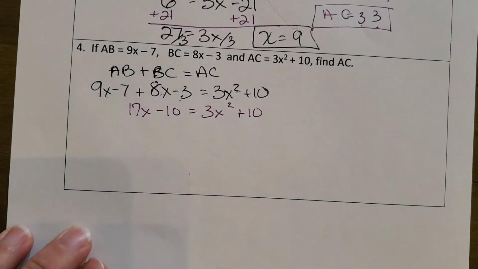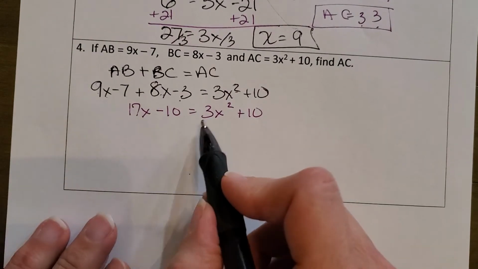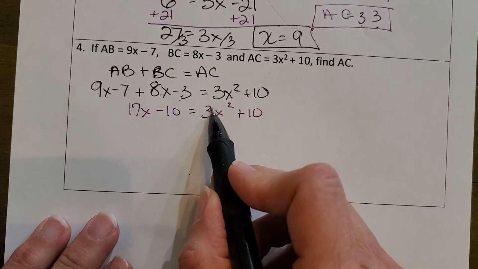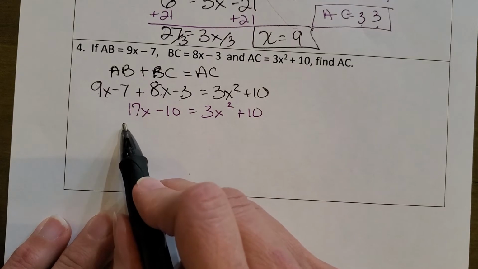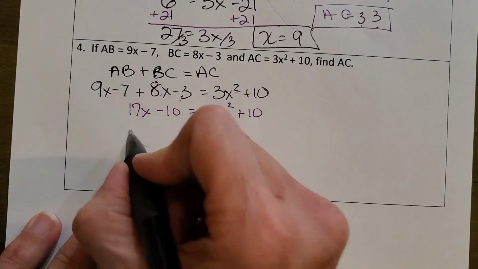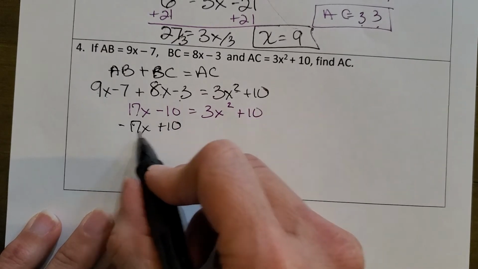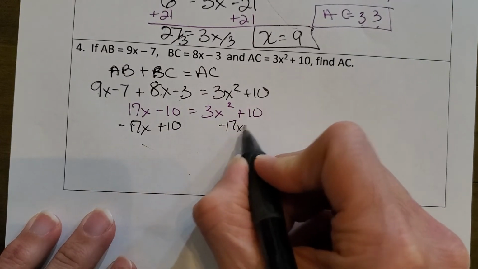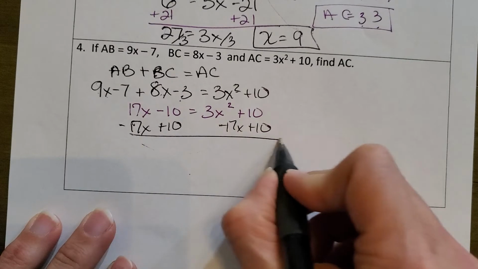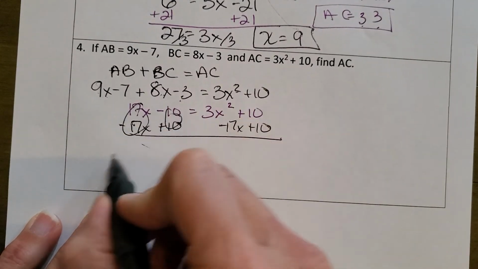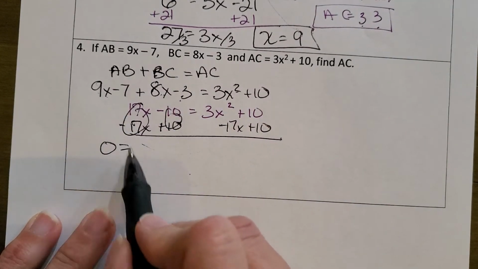And now I want to get everything on one side, and I want my x squared to be positive. So I'm not going to move it to the left side. I'm going to move everything to the right side. I'm going to add 10 and subtract 17x at the same time. And when I do that, I get 0 equals, and that's important, that 0 equals.